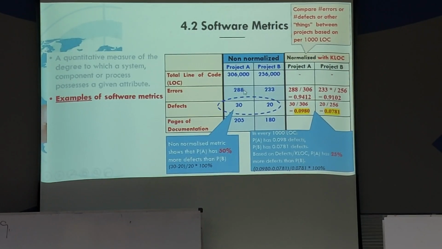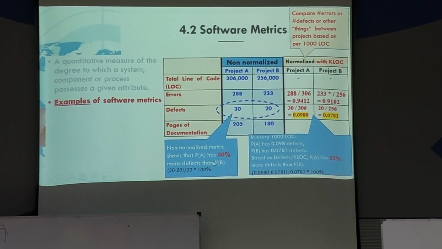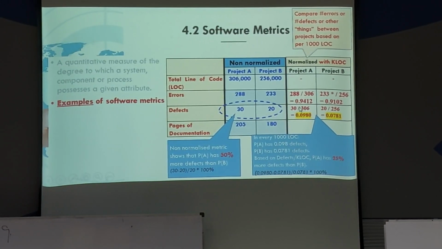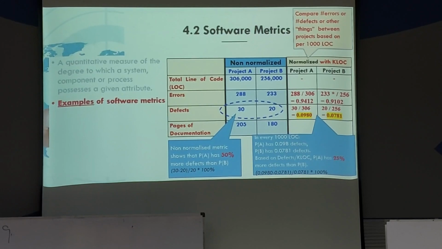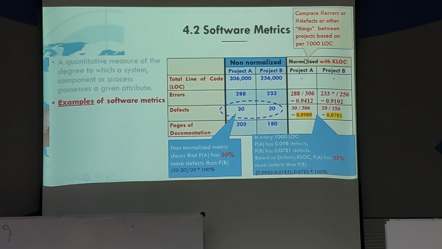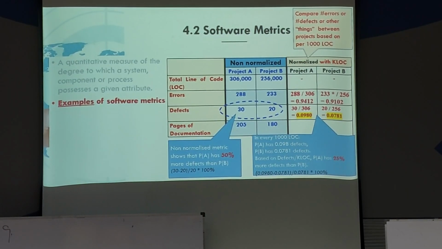Non-normalized metrics tell you project A has 50% more defects than project B. But if you normalize it by per 1,000 lines of code, it gives you different numbers: 25% more than B rather than 50%. So this is a fairer comparison. That's why we normalize it per 1,000 lines. Of course, you can normalize it with other kinds of metrics.